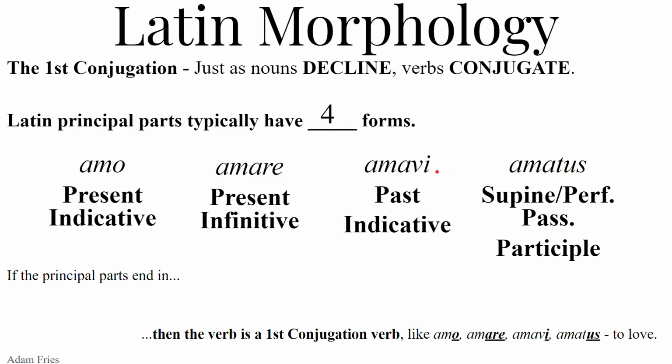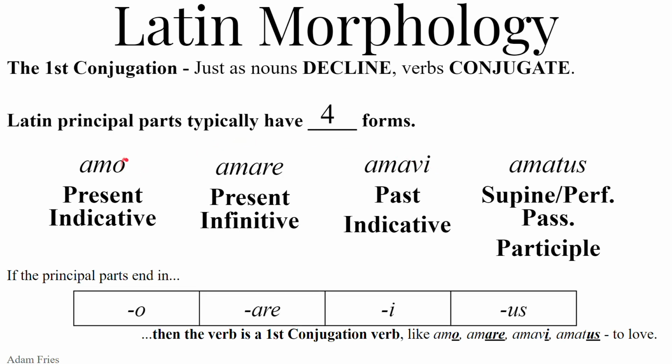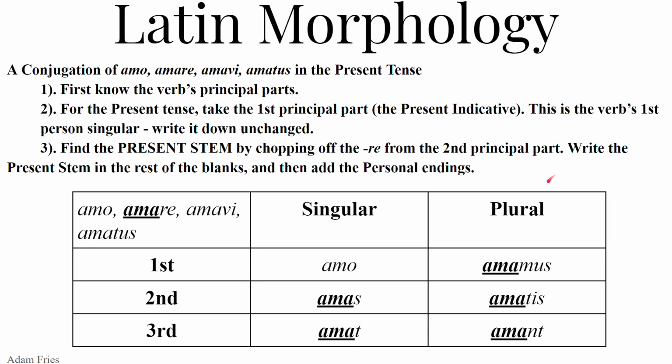If the principal parts end in O, are, e, and us, some textbooks have I write us, it doesn't matter. If we have O, are, e, us, then this verb is a first conjugation verb. O, are, e, us. That makes this a first conjugation verb.